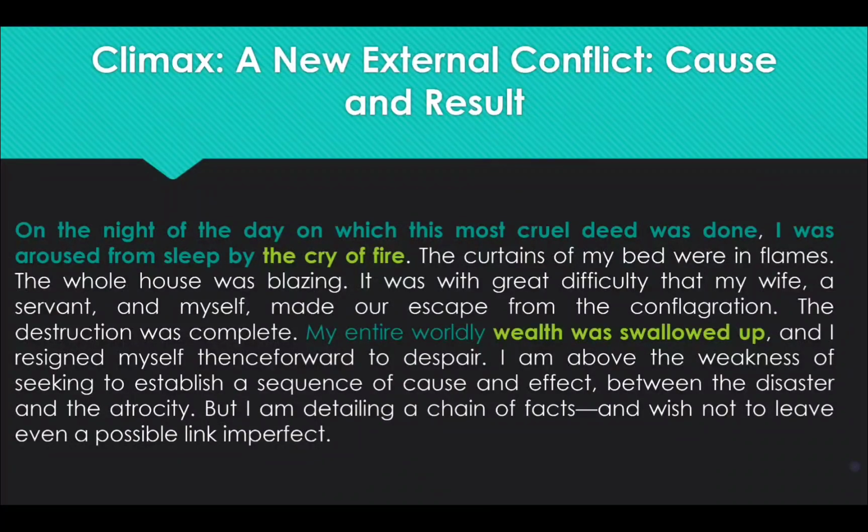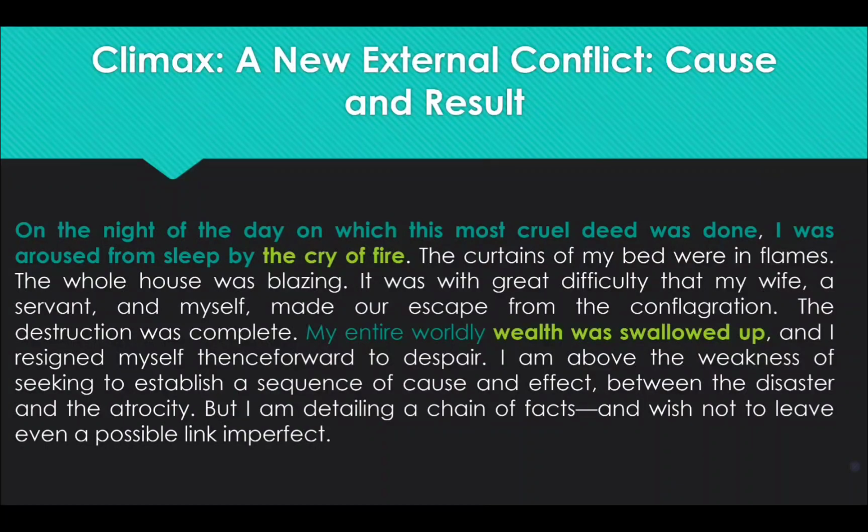The narrator then confesses the deed as being most cruel when he said, "I resigned myself thenceforward to despair. I am above the weakness of seeking to establish a sequence of cause and effect." So he is what he is, a rational and analytical person. He doesn't confess that there is some sort of connection between the superstition of killing the cat and this type of disaster to his house. When he said, "Between the disaster and the atrocity, but I am detailing a chain of facts." So he's a man of facts. He believes only in facts and wishes not to leave even a possible link imperfect. The final two sentences add extra remarks about the narrator's personality traits, being rational and analytical. So he is a round character, but in terms of what? In terms of facts.